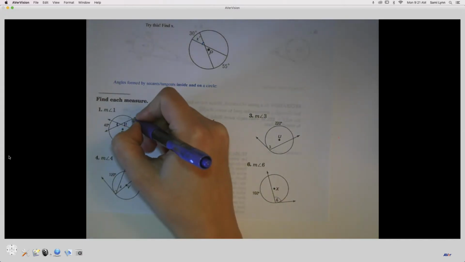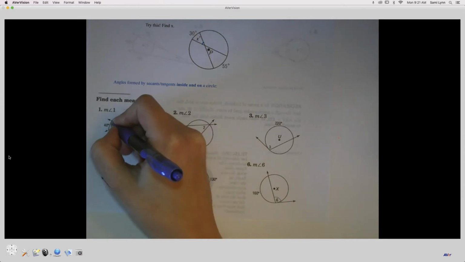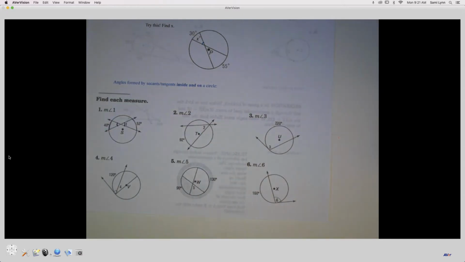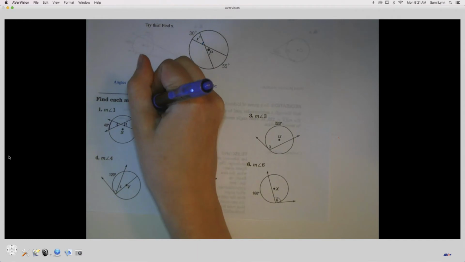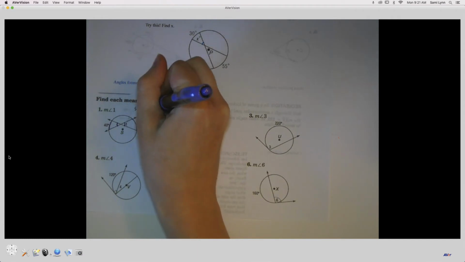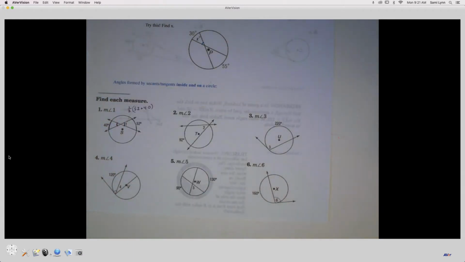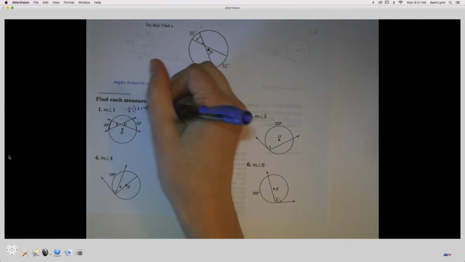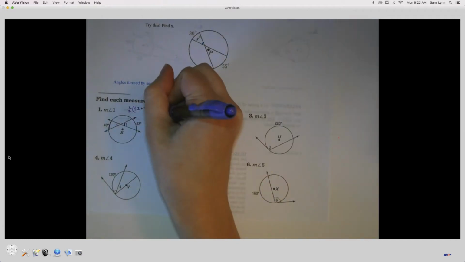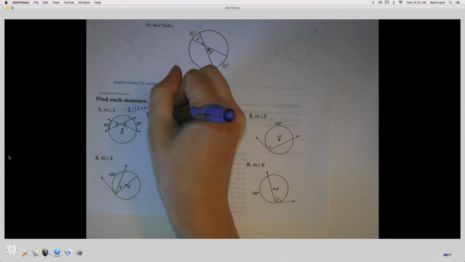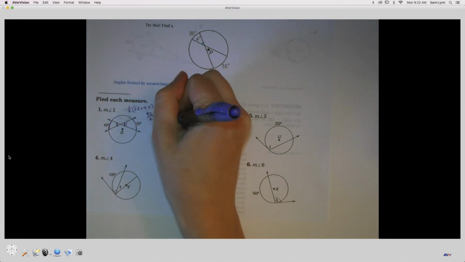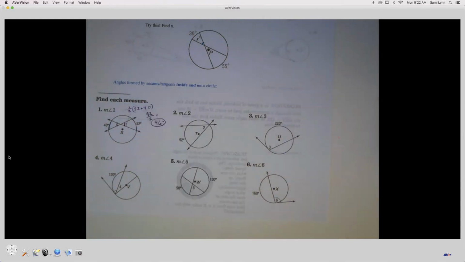Well, I've got two intersected arcs here, so what I want to do in this case is add them together. So I've got 52 plus 40, and then I want to multiply by 1/2. Another way to do this, what if I just divide by 2? That choice is up to you. All right, 52 plus 40, we get 92. I'm just going to divide by 2. What do I get? 46 degrees. So the measure of angle 1 is just 46 degrees.